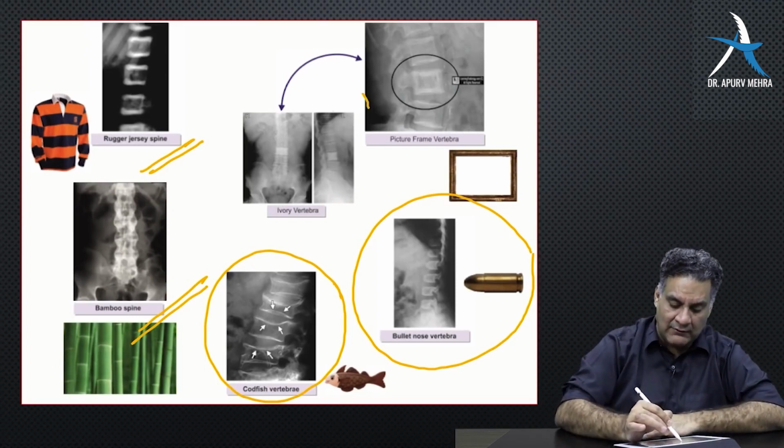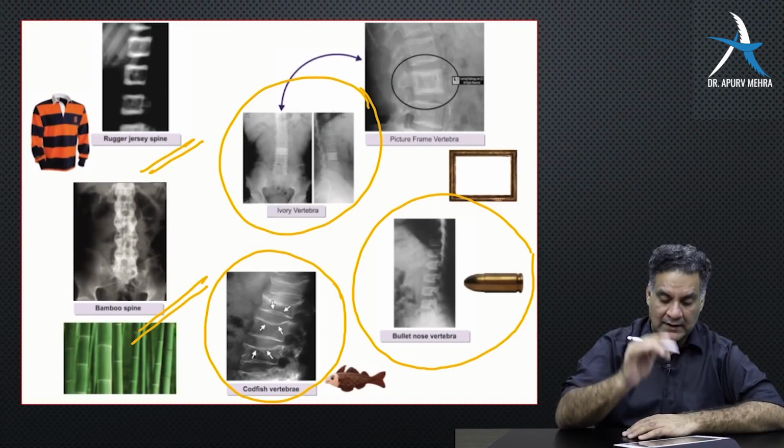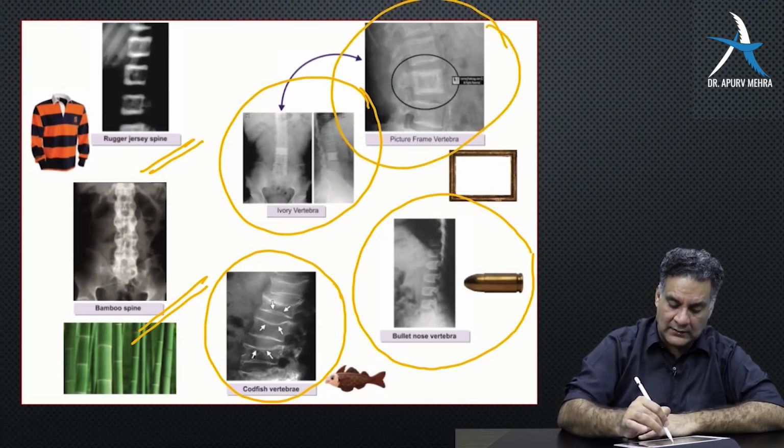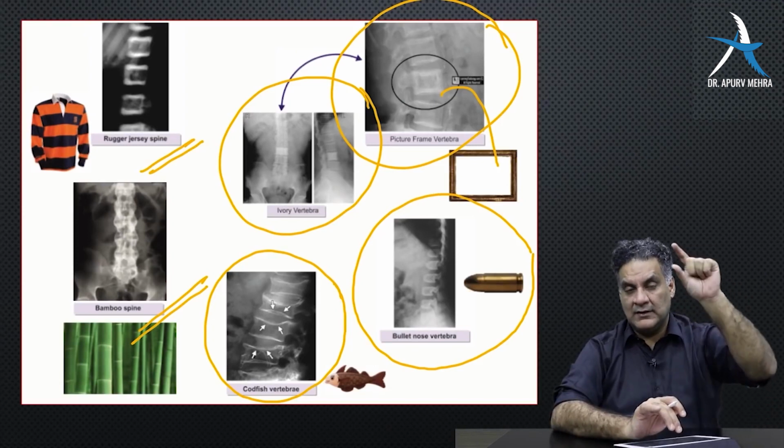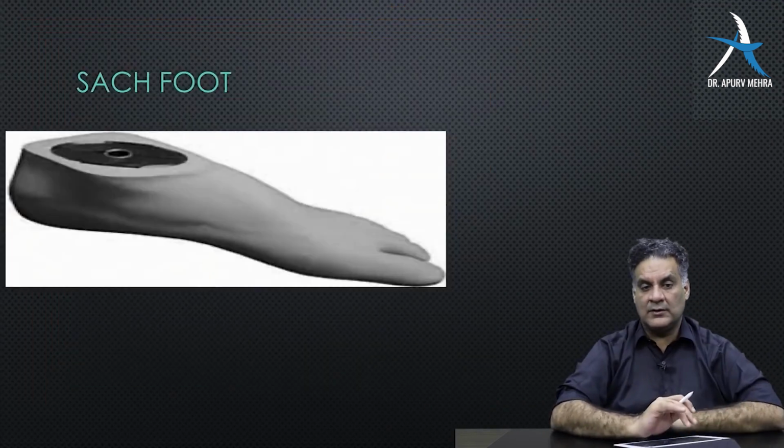And then you have ivory vertebra, which means the vertebra looks white, or the boundaries look thickened, called picture frame vertebra, seen in a disorder called Paget's, where even the skull has sclerosis.